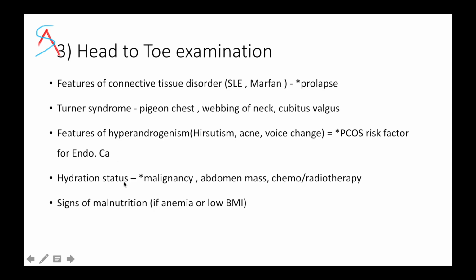Then you have to look for her hydration status at the tongue. If the tongue looks dry, it means hydration is poor. Could be because of malignancy, abdominal mass, or the patient is going for chemo or radiotherapy. Signs of malnutrition, so you have to look.